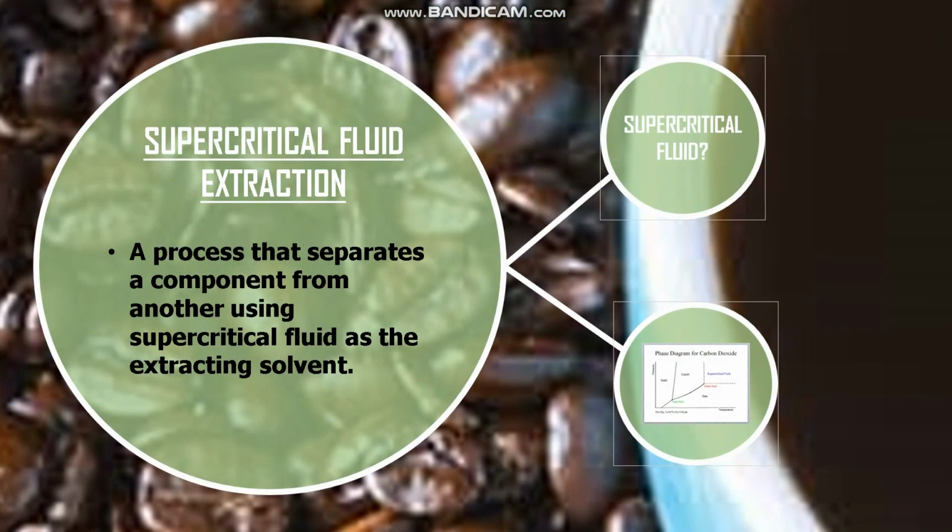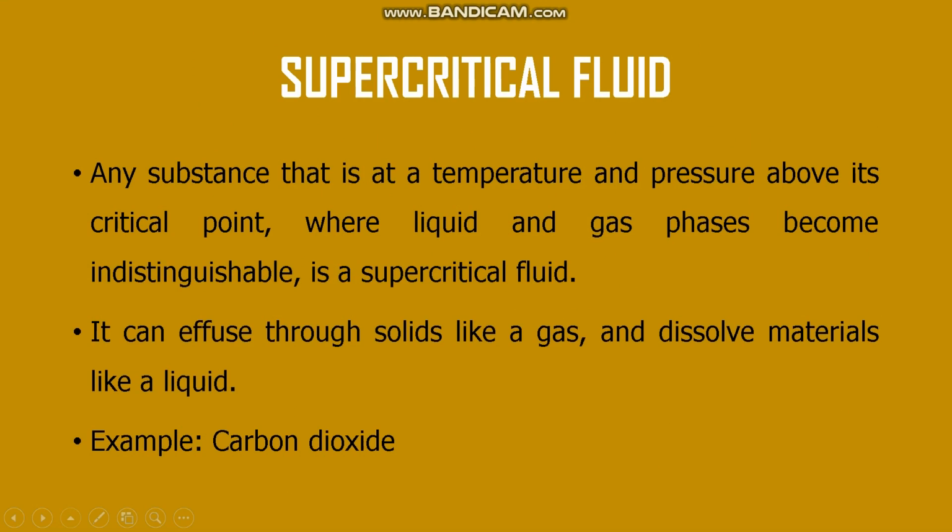Supercritical fluid extraction is a process that separates a component from another using supercritical fluid as the extracting solvent. We can categorize it under solvent extraction. A supercritical fluid is any substance that is at a temperature and pressure above its critical point. It can effuse through solids like a gas and dissolve materials like a liquid. For example, carbon dioxide. And carbon dioxide is commonly used in the food industry because it is cheap, inert, and non-toxic.